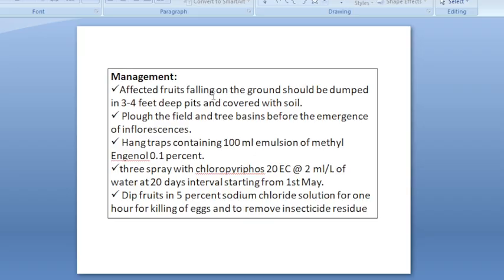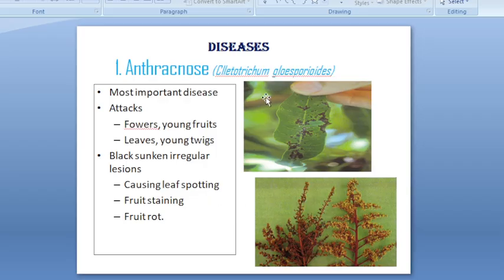The affected fruits we should remove properly, and the plowing should be done properly to avoid the multiplication of the larva, as well as we can also use some methyl eugenol traps. Methyl eugenol traps we can use, even chlorpyrifos we can use to control this.